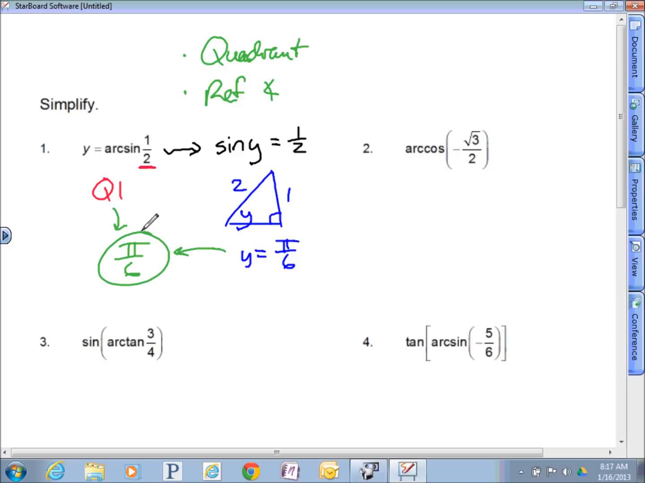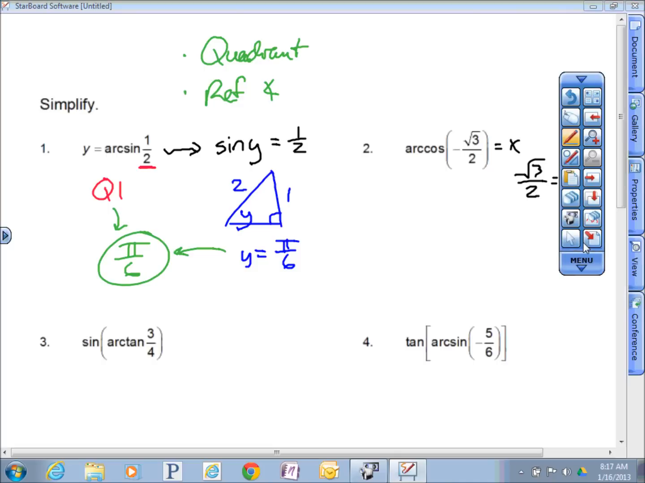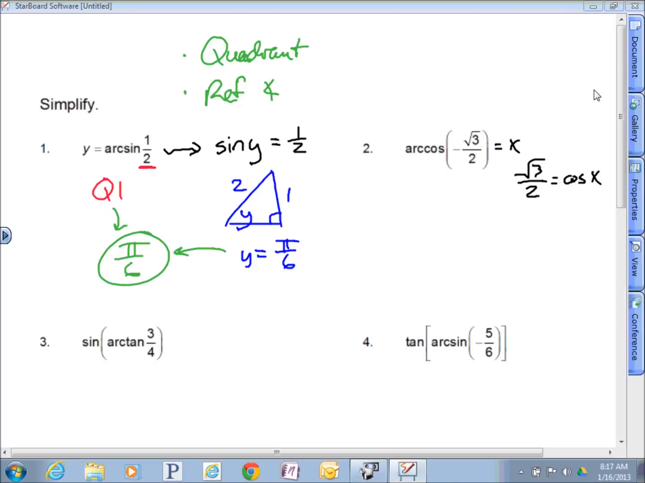Second one. This time we don't have a variable listed in the problem, so you could think of it as the x I'm trying to solve for, or the y, whatever variable you want to assign. So what do I really want to know? I really want to know: negative root 3 over 2 is the cosine of what angle x? Because we're talking about a negative, as soon as we see arc cosine of a negative, we know our answer is coming in quadrant number 2.